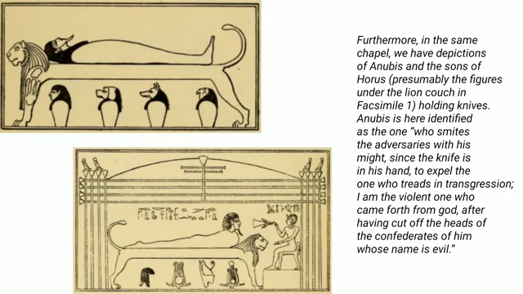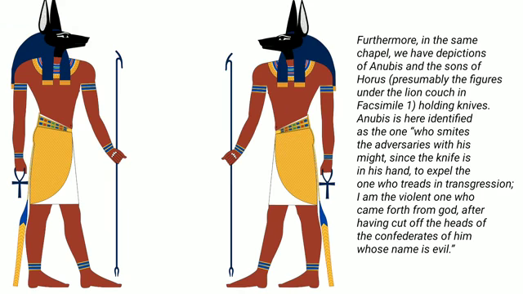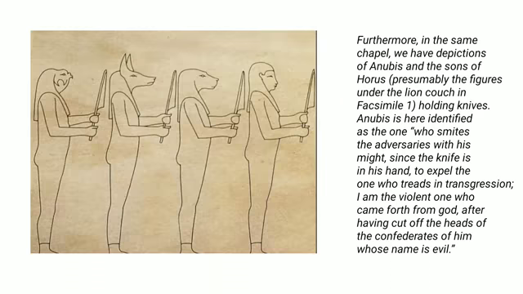Furthermore, in the same chapel, we have depictions of Anubis and the sons of Horus, presumably the figures under a lion couch in Facsimile 1, holding knives. Anubis is here identified as the one who smites the adversaries with his might, since the knife is in his hand, to expel the one who treads in transgression. "I am the violent one who came forth from God after having cut off the heads of the confederates of him whose name is evil."